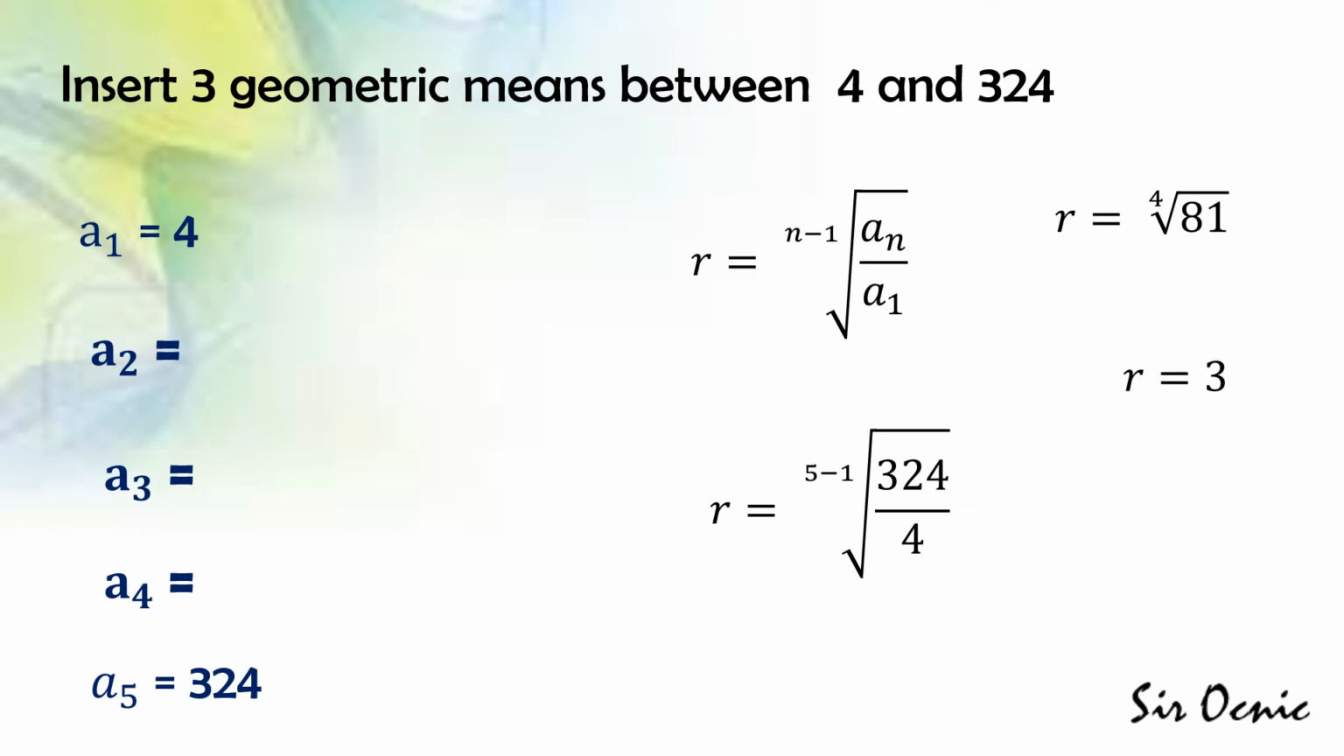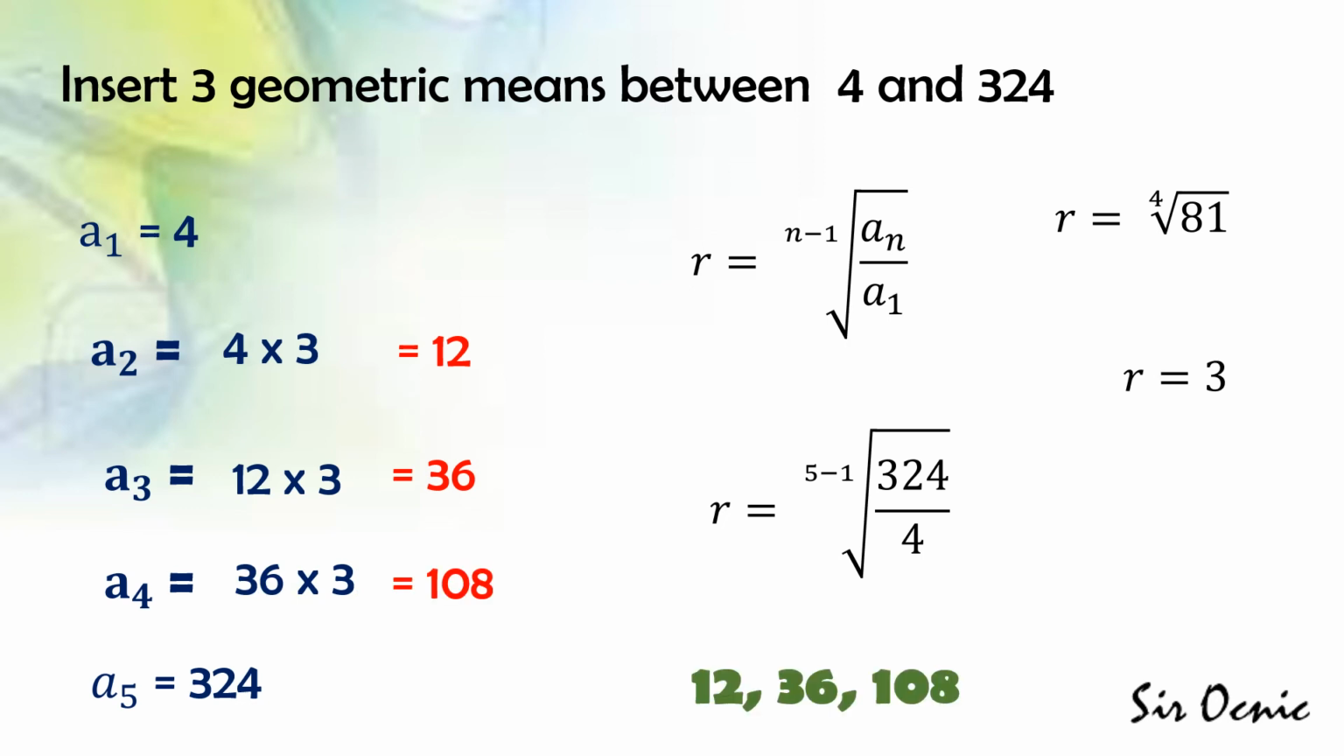Multiply 3 to the first term to get the second term, and that will be 4 times 3 equals 12. Multiply 3 by 12, we will then have 12 times 3 equals 36, and 36 times 3, which is equal to 108. Therefore, the three geometric means are 12, 36, and 108.